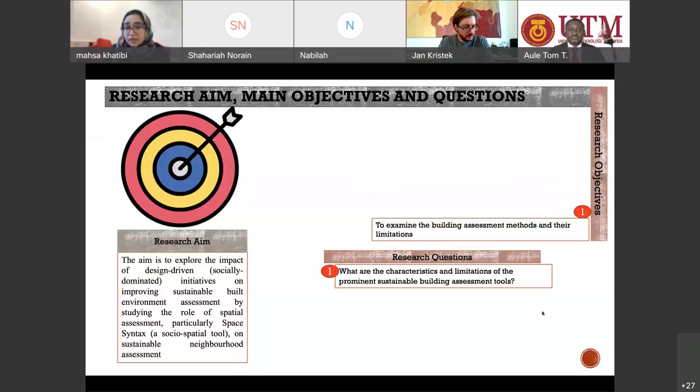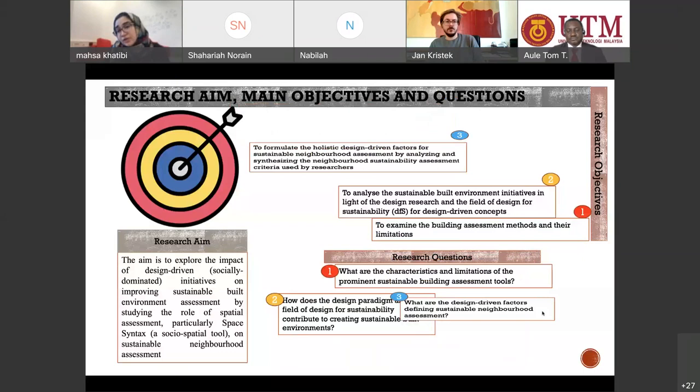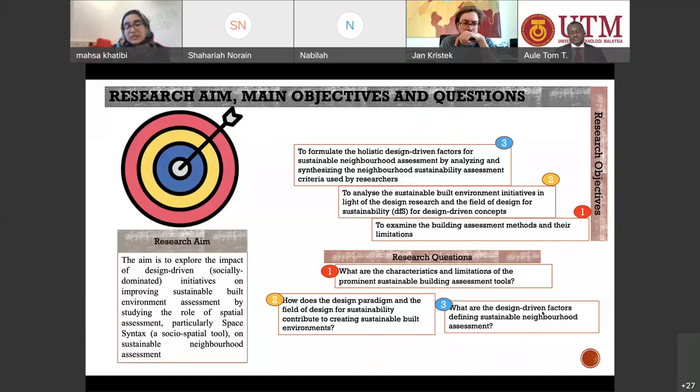The third one is, based on the findings of the second one, I realized that maybe neighborhood assessment is better than building assessment in creating sustainable built environments. So then what are the design-driven factors of neighborhood assessment? And then finally, based on the findings of the third one, I realized that urban form is very important. A lot of research is emphasizing it. So maybe it's good to consider spatial assessment because it has not been considered in the prominent NSA tools, or neighborhood sustainability assessment tools, or maybe it's important to see how spatial assessment, particularly space syntax techniques, can enhance the neighborhood sustainability assessment tools and methods.